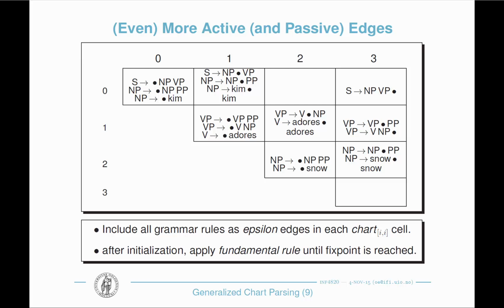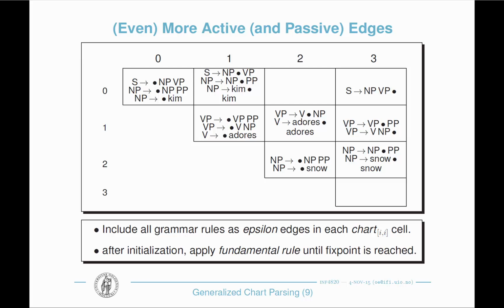So active edges where the dot is at the far left of the right-hand side, where the dot precedes the beta 1 of the right-hand side. And I've put those into each chart cell that corresponds to empty strings. And now all I need to do, so this is my initialization step, is to run the fundamental rule until the fixed point is reached. That means until I can no longer derive new edges. Are you following this? It's a cute trick.